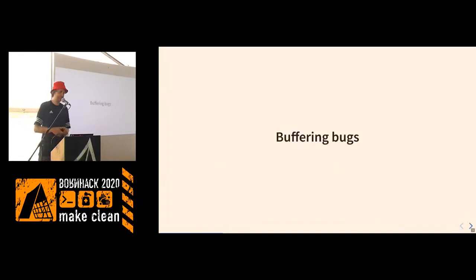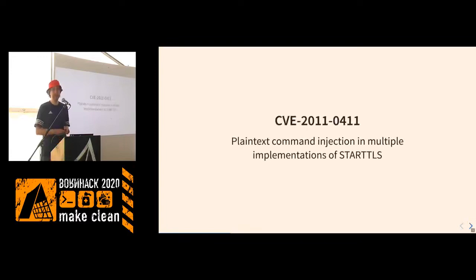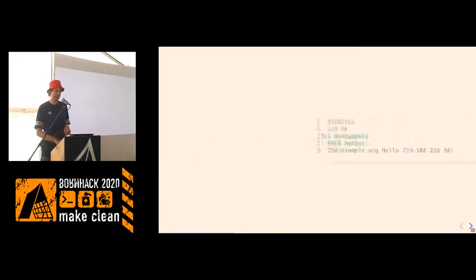Then there's an issue with buffering bugs. This has been known for a while. The basic question here is whether some data I get is part of the TLS session or not, and there's sometimes some confusion about that. There was a bug in Postfix in 2011 already, where it turned out that you can send some commands in plaintext where the server will actually think they were sent via TLS. And how does this happen?